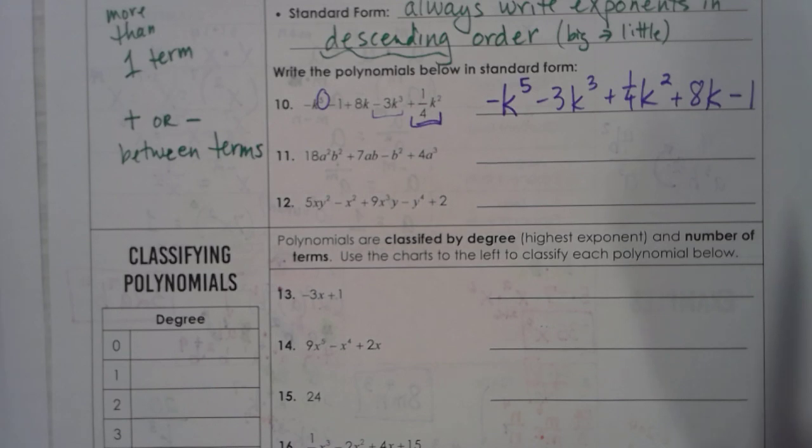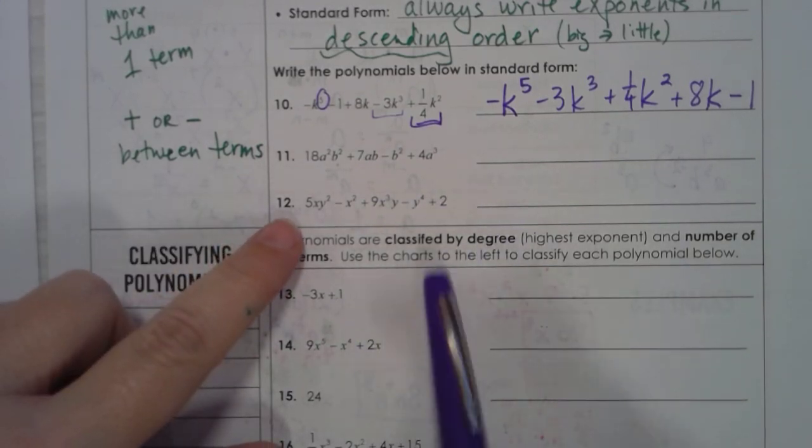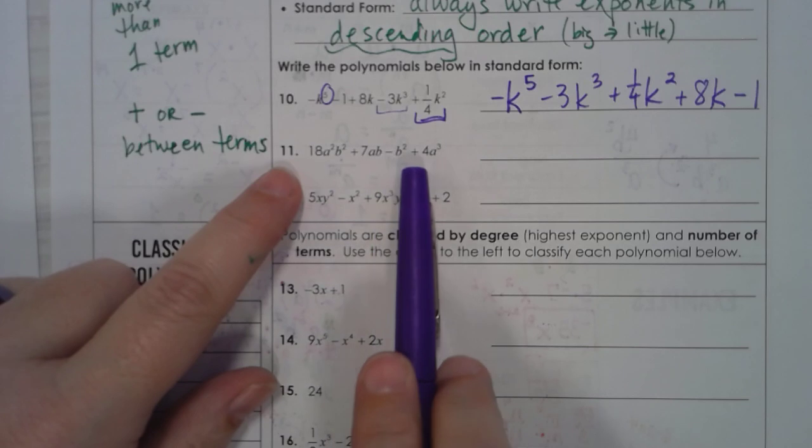It's a little different if you have more than one variable. Typically when we have more than one variable, we're going to start with whatever letter comes first. So on 11, we would start with A.